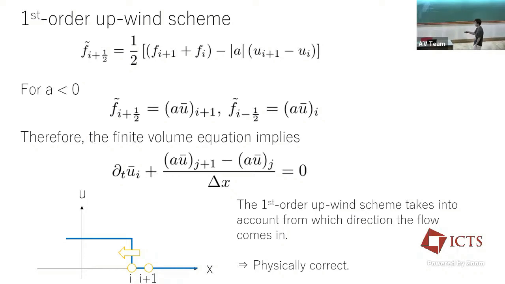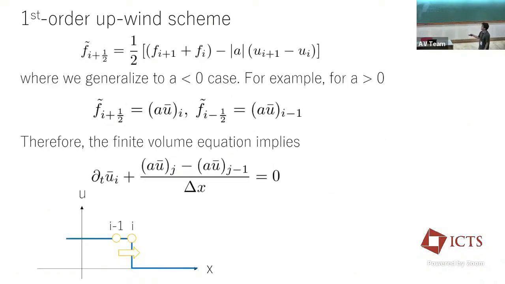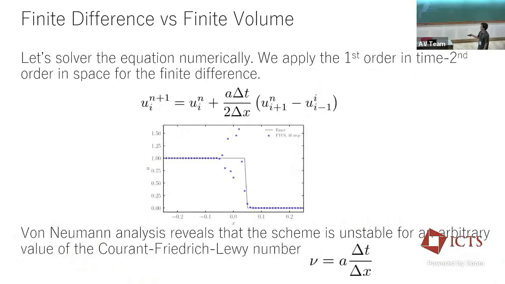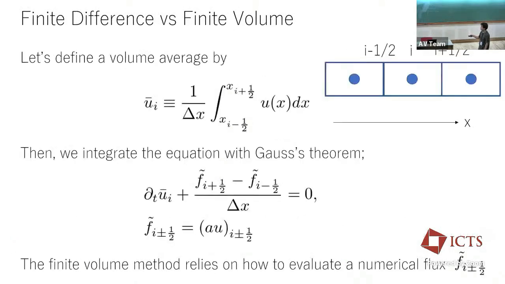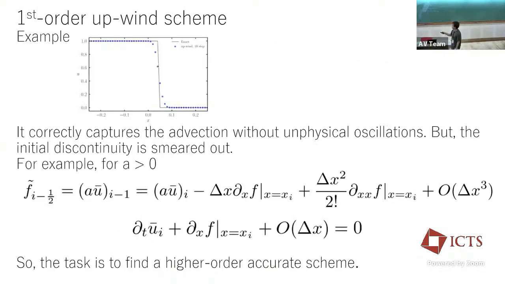So what happens if you apply this scheme with this discontinuous initial profile? Let's see. Here is a plot. Again, the black is the exact solution, and the blue dotted curve is the numerical solution. How do you think about this figure compared to this one? Which is better? Yeah, of course. Very simple scheme, but it looks very physically correct, right?